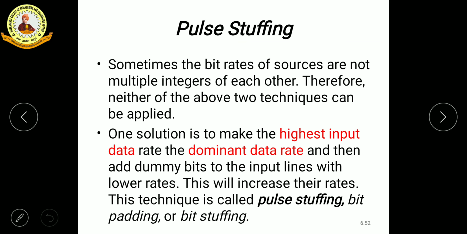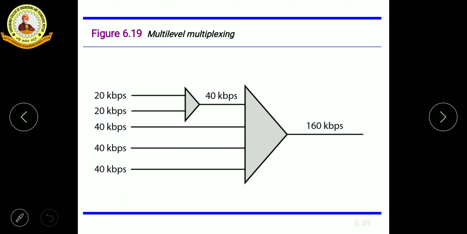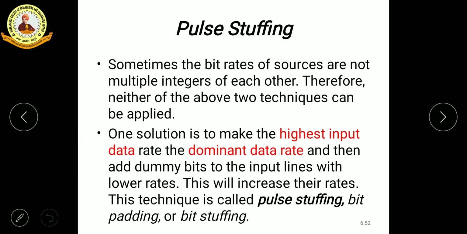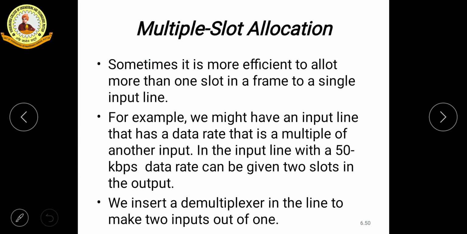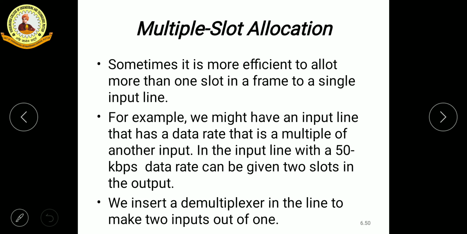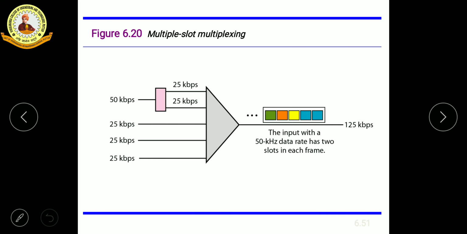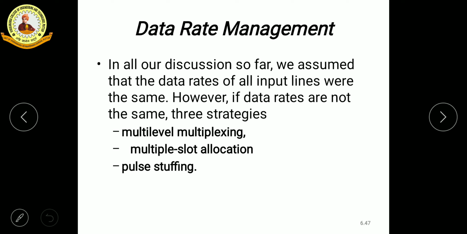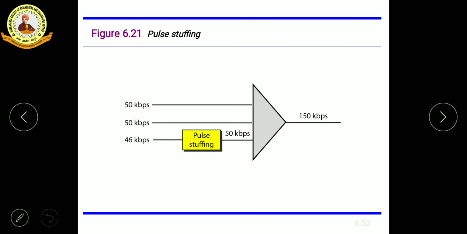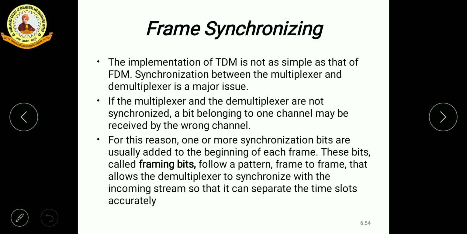Here you can see all the sources have uneven data rates, right? So what we can assure from this figure is we can have equal data rates at the end using these 3 techniques. So one important question that can be asked is how data rates are managed. Explain the 3 ways in which data rates are managed in TDM. Okay, that is one of the important questions. So you have to discuss these 3 techniques: multi-level multiplexing, multi-slot allocation, and pulse stuffing, and you have to explain these 3 techniques. So this is it. Then comes frame synchronization.